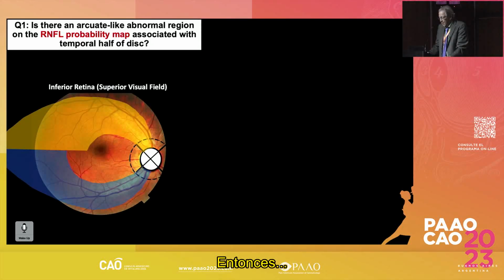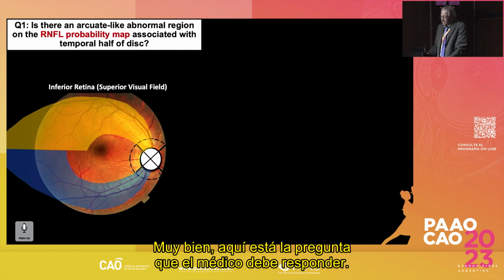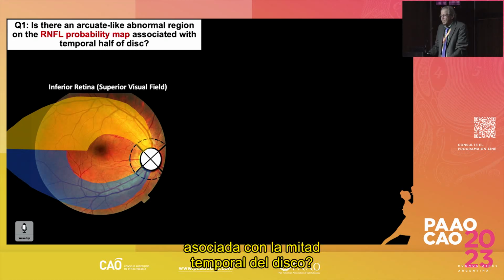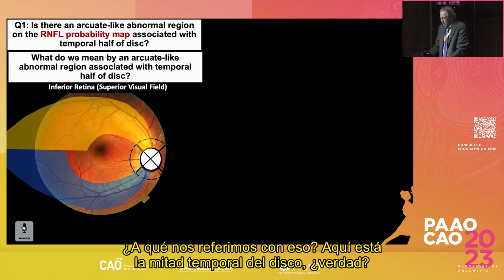like so. All right, so here's the question for the clinician to answer. Is there an arcuate-like abnormal region on the retinal nerve fiber layer probability map that's associated with the temporal half of the disc? All right, so what do we mean by that? Okay, so here's the temporal half of the disc, right?